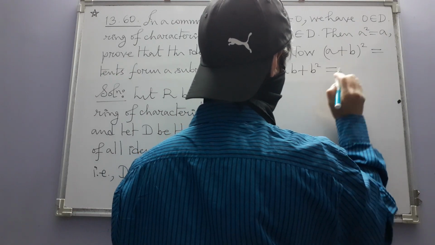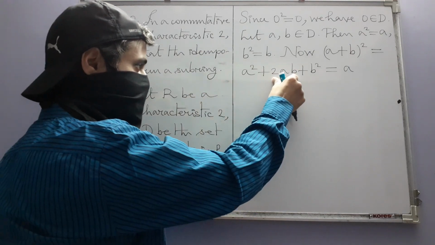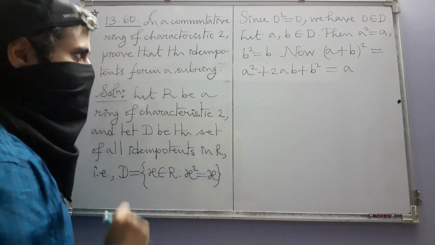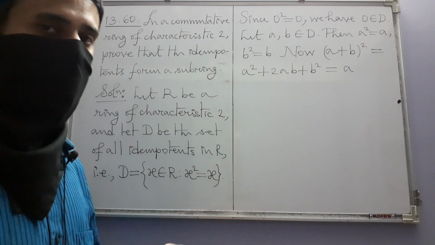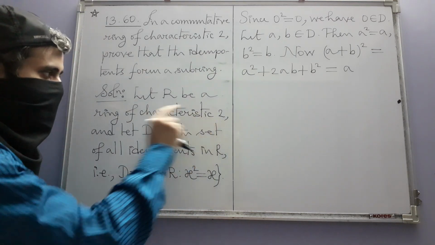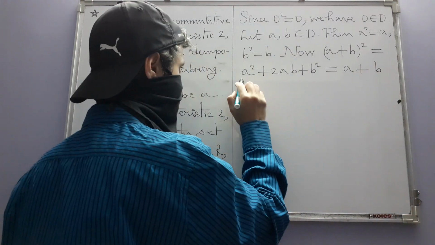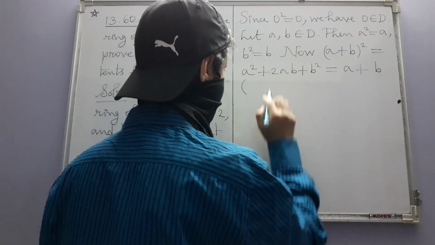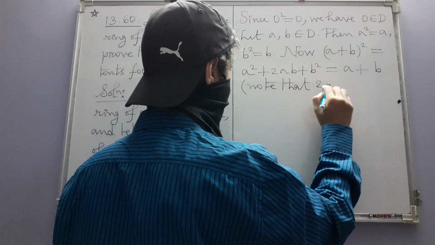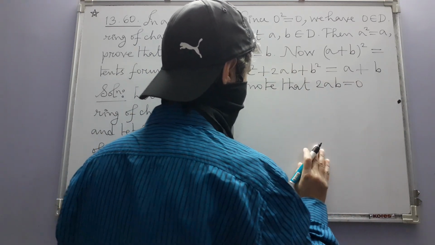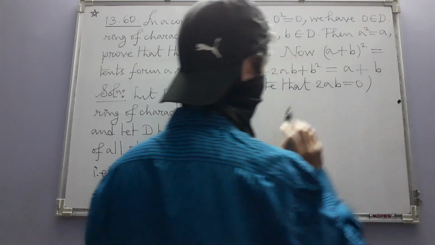In this case, however, it is commutative, so the usual binomial theorem holds. But now note that A square is A and B square is B, and 2AB is 0 because the ring has characteristic 2. So 2 times anything, that means you take a ring element and add 2 copies of it, you are going to get 0. That's what characteristic 2 means. So that's why we have A plus B. You can write one small explanation here. Note that 2AB is equal to 0 due to the ring being of characteristic 2, of course. So this is one thing.